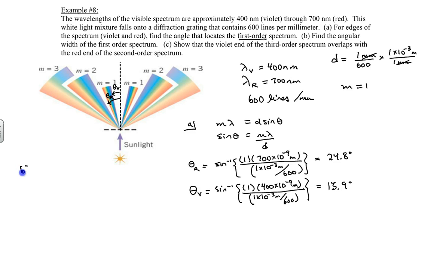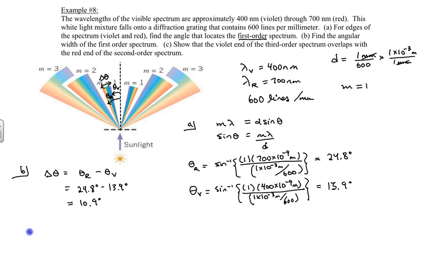Next part, part B, is asking for what is the angular width of the spectrum. So they want to know what is this angle in here, what we would call delta theta. Delta theta would be the difference between these two. So take the larger angle, which is for red, and then subtract violet from that. So that would be 24.8 degrees minus 13.9 degrees, and you'll get an angle of 10.9 degrees.